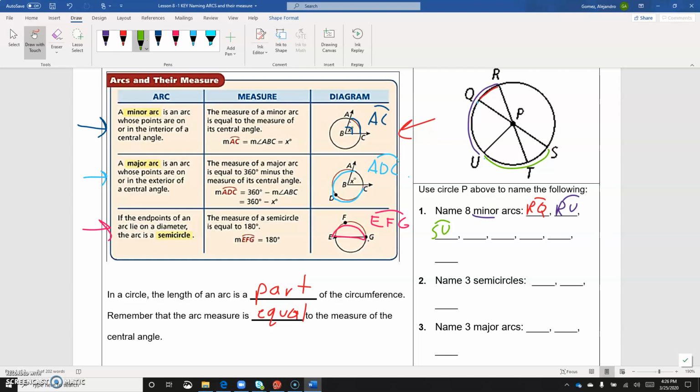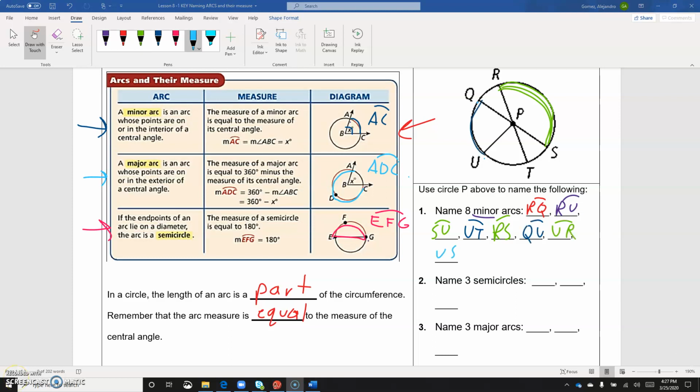And then what about UT? Look at this. I can just do this one, right? That one's small. So UT. Less than 180. Let's do one more together. What about RS? Look at that. That's almost 180, but not quite, so it's still a minor arc. So RS. Go ahead and pause the video, see if you can fill out the other three, and let's see if we come up with the same ones.